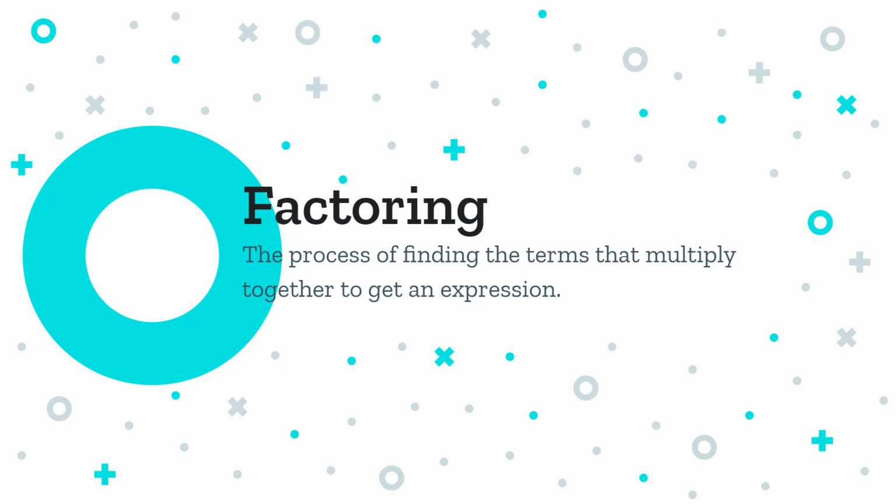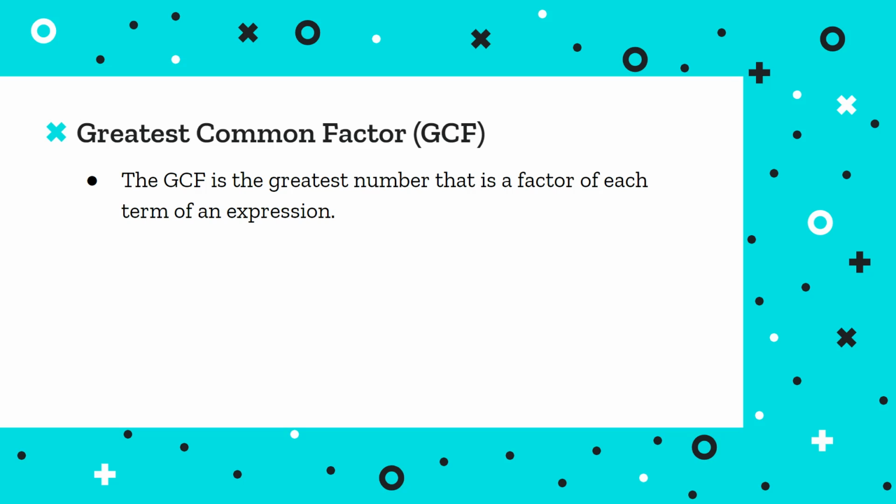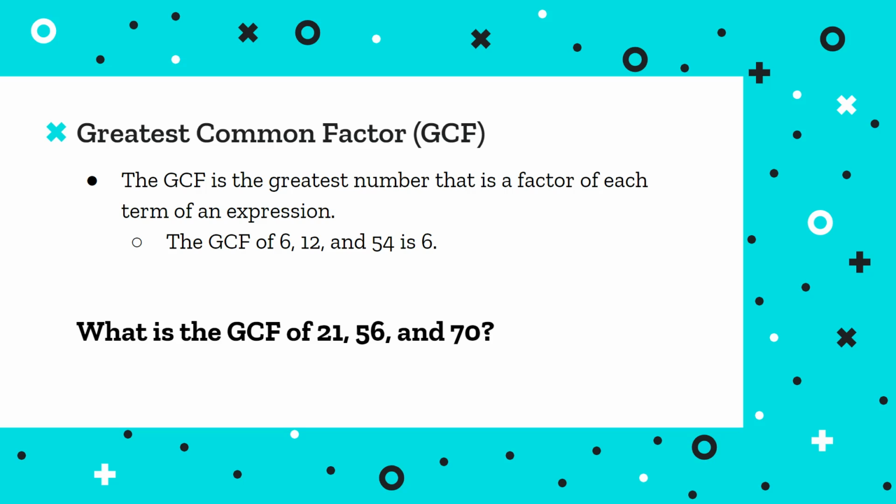Factoring is the process of finding the terms that multiply together to get an expression. We are first going to be looking at the greatest common factor, or GCF method. The GCF is the greatest number that is a factor of each term of an expression. When looking at the set of 6, 12, and 54, the GCF is the number 6.